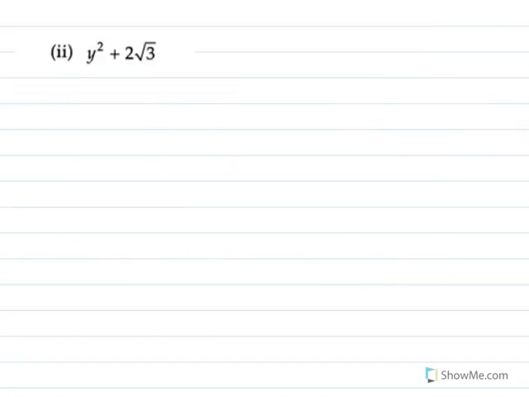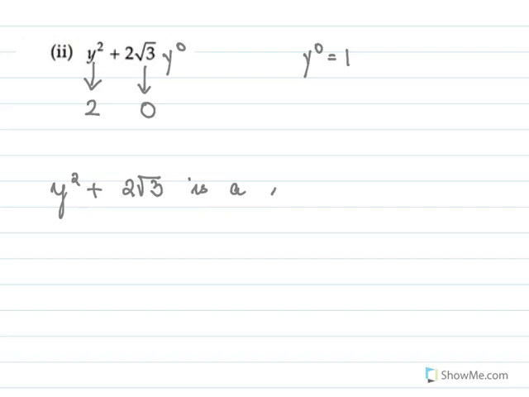Now for the next, y squared plus 2 under root 3. We check for the power of each term of the variable. Now the power here is 2. There is nothing here, so we can say this is y raised to 0. Remember, y raised to 0 is 1. So here the power is 0. Now check for each one. 2, it's not a fraction, it's not negative, so it's fine. 0, not a fraction, not negative. So the powers are not fraction nor are they negative. Therefore, y squared plus 2 under root 3 is a polynomial.